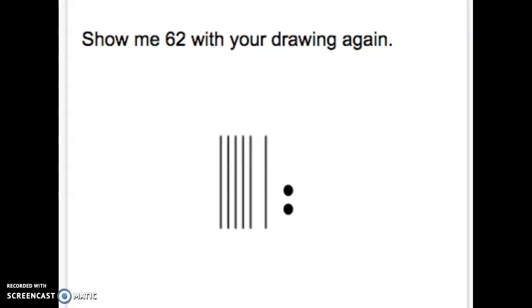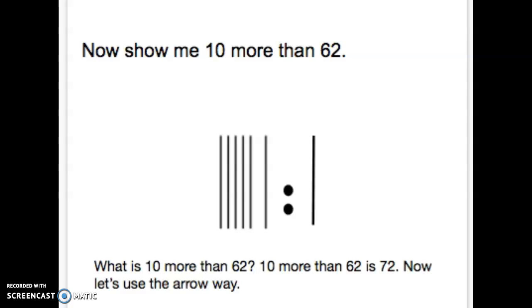Show me 62 with your drawing again. Now, show me 10 more than 62. Here is your 6 10s and your 2 1s, so there's 62, and you're going to draw one more 10. So 10 more than 62 is 72.